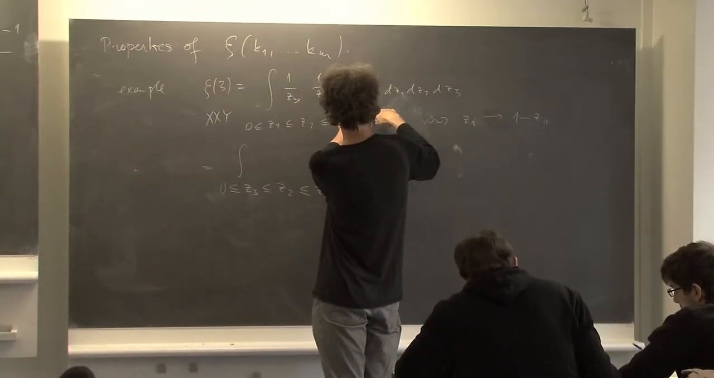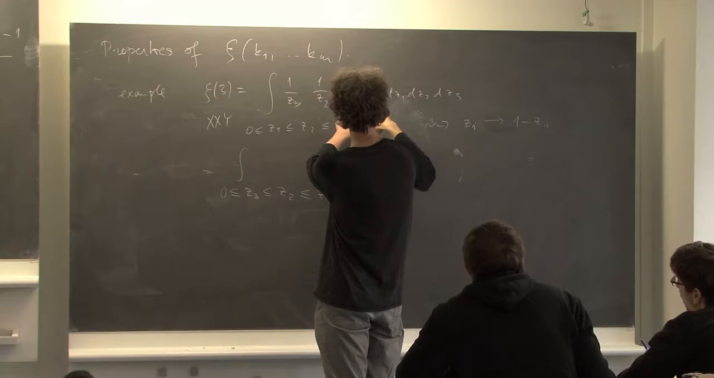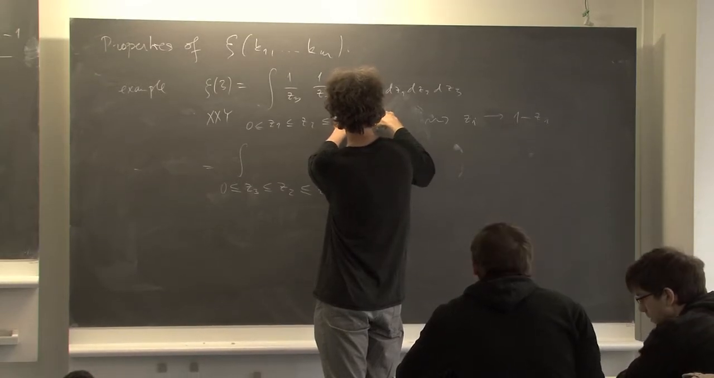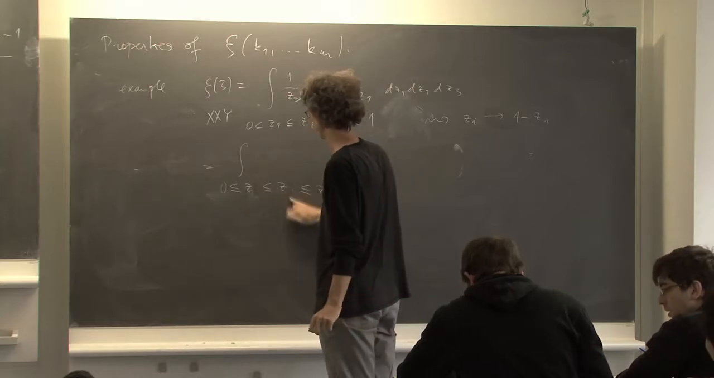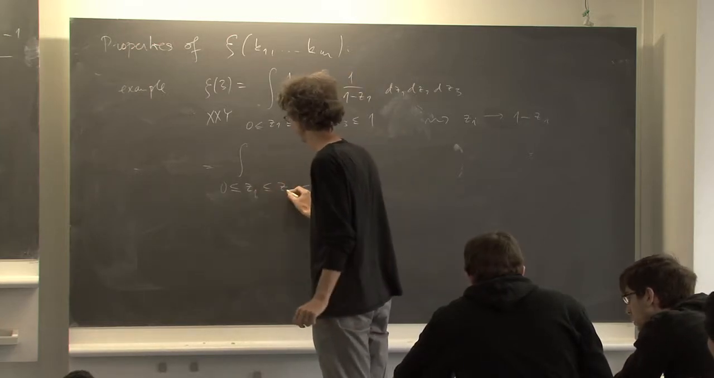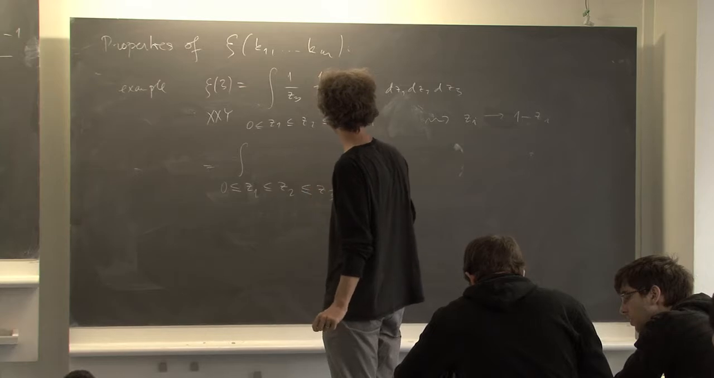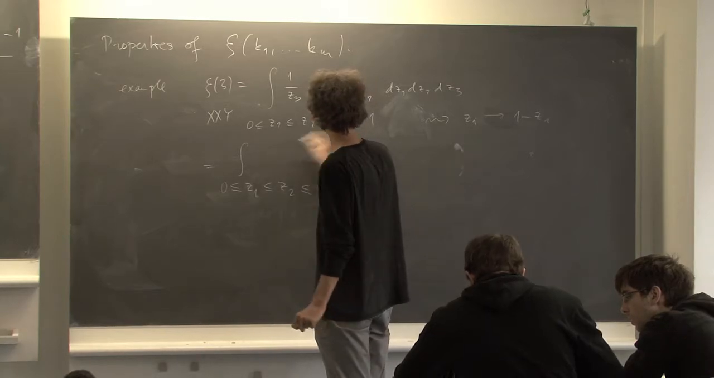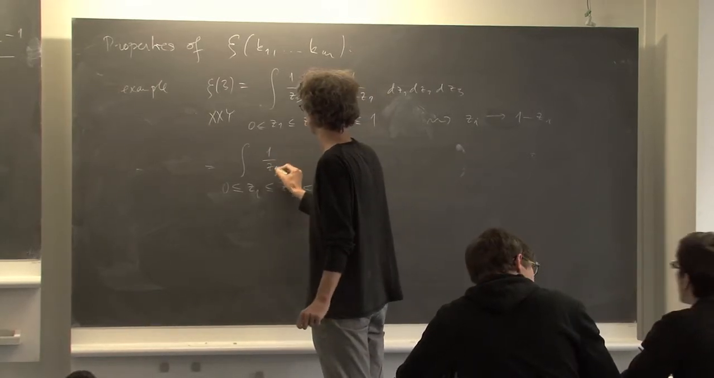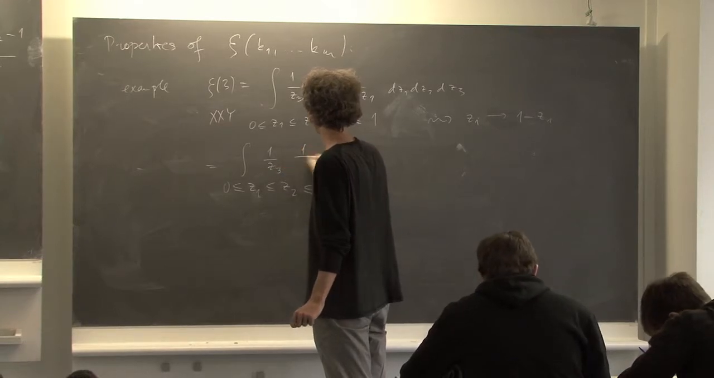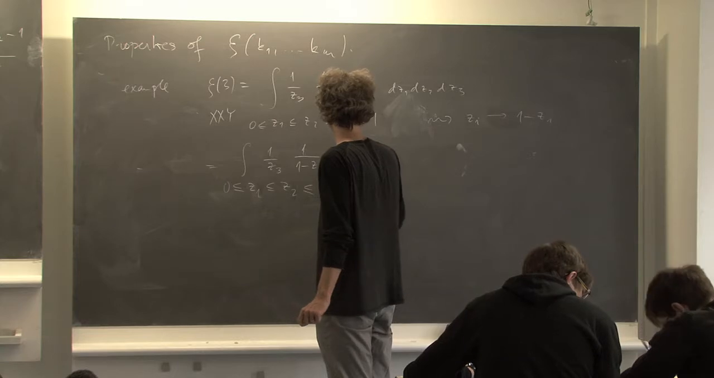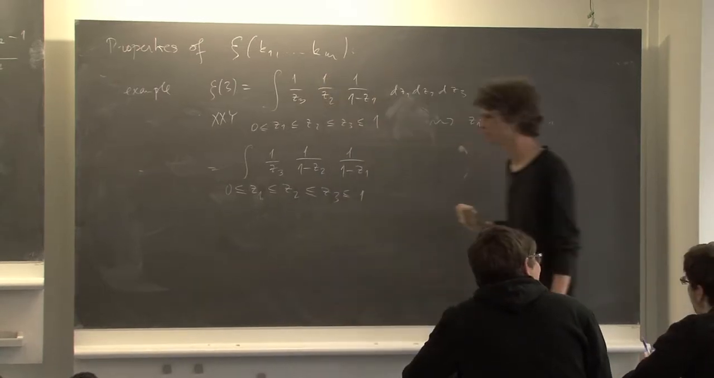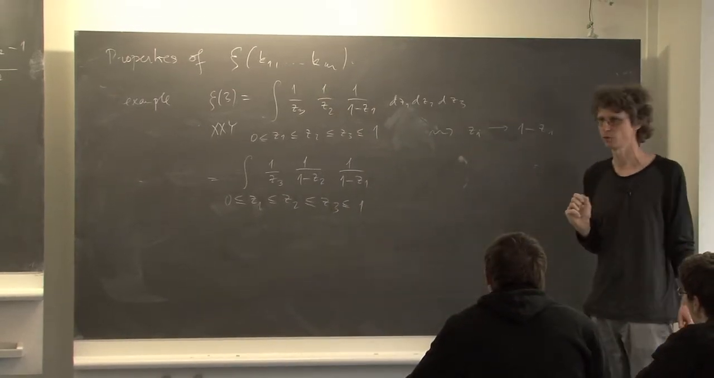And now, I think it's saner to keep it this way. And here we would see 1 over z3, 1 over 1 minus z2, 1 over 1 minus z1. So this is what would happen.